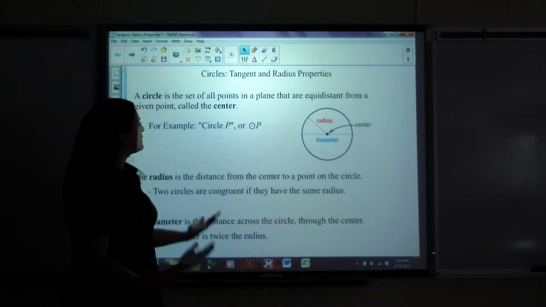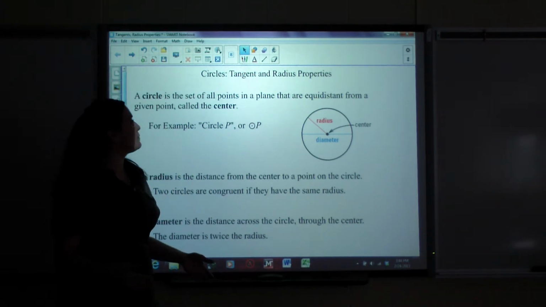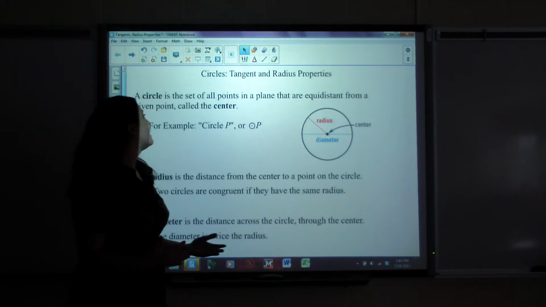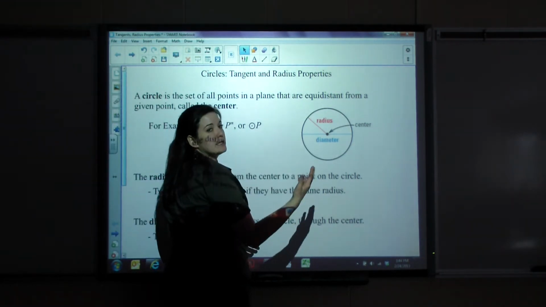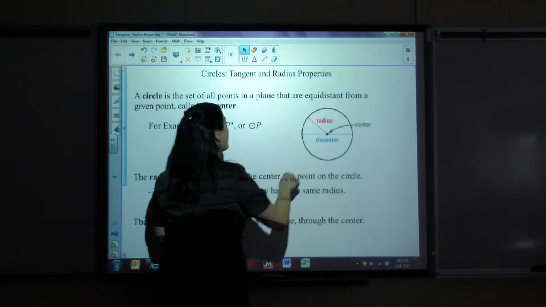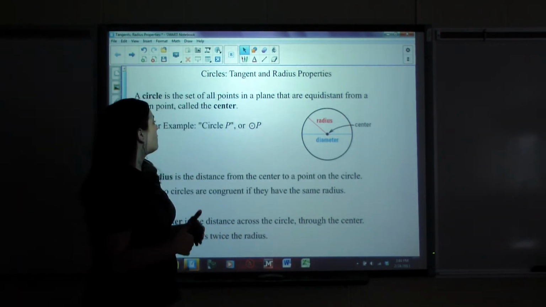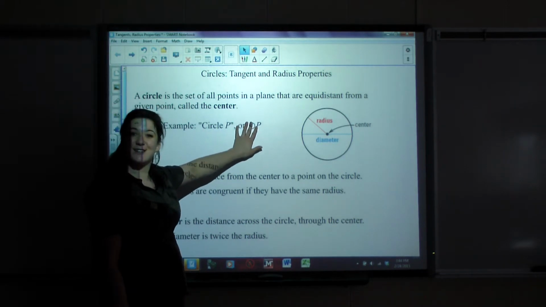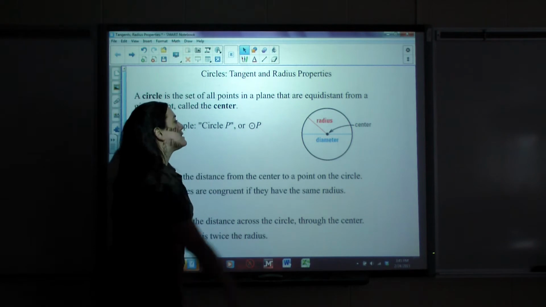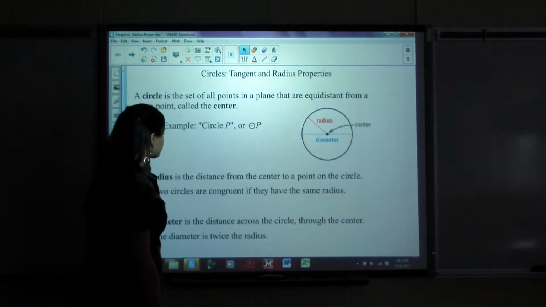Hopefully we all know this, but let's define it anyway. A circle is the set of all points in a plane that are equidistant from a given point, and that given point is called the center. So equidistant means everything is the same distance away. Now, when we name circles, we name them for their center. So this, we can call it circle P, or its shorthand is literally a circle with a center in it, and P. So this is a circle if this point were called P.